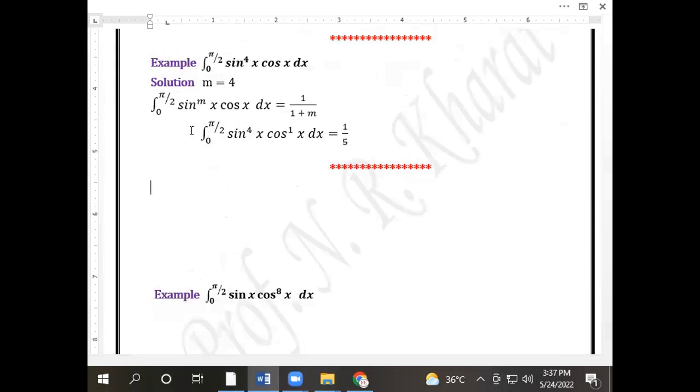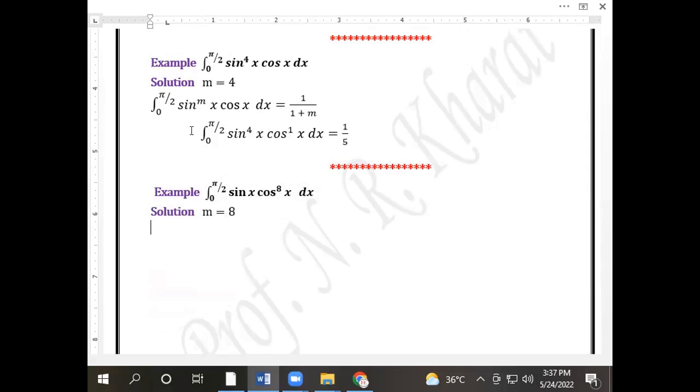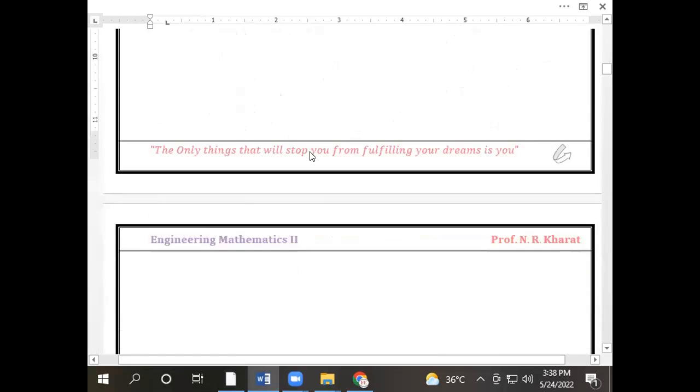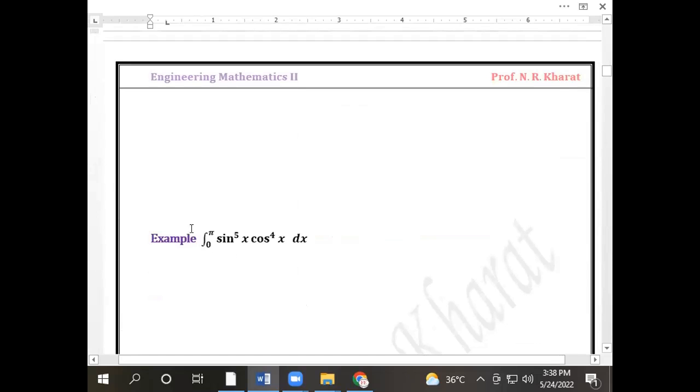And second example, if we change the index of your cos to 8 and the index of your sin is, suppose, 1. So m is here 8. Then this is the formula. Here m is equal to 8, replacing m equal to 8 in this, we get 1 upon 9 as my final solution. In this way, we can find the solutions of all these examples.